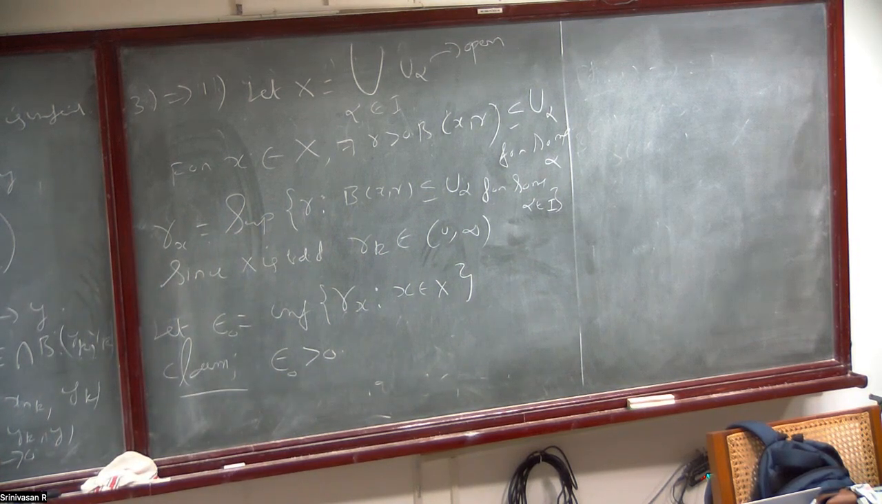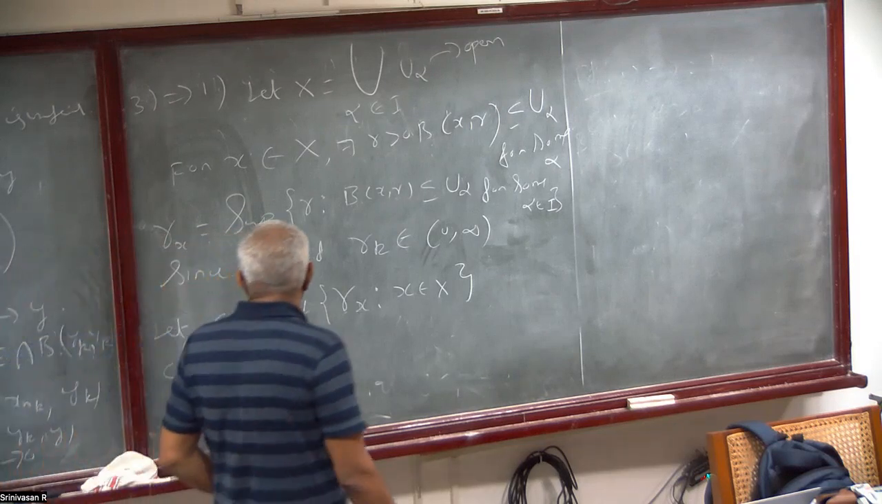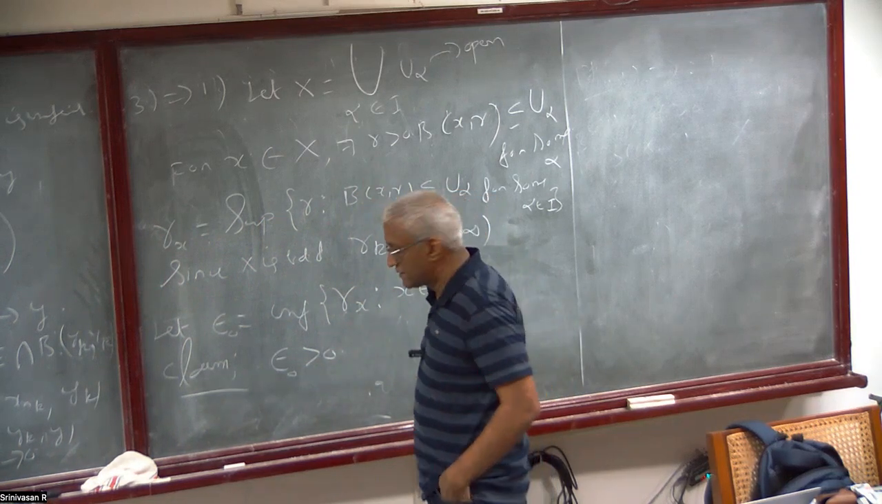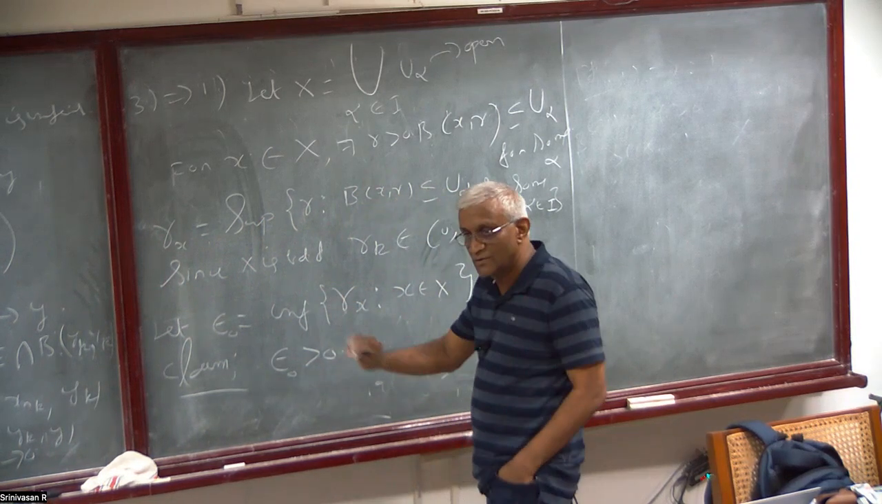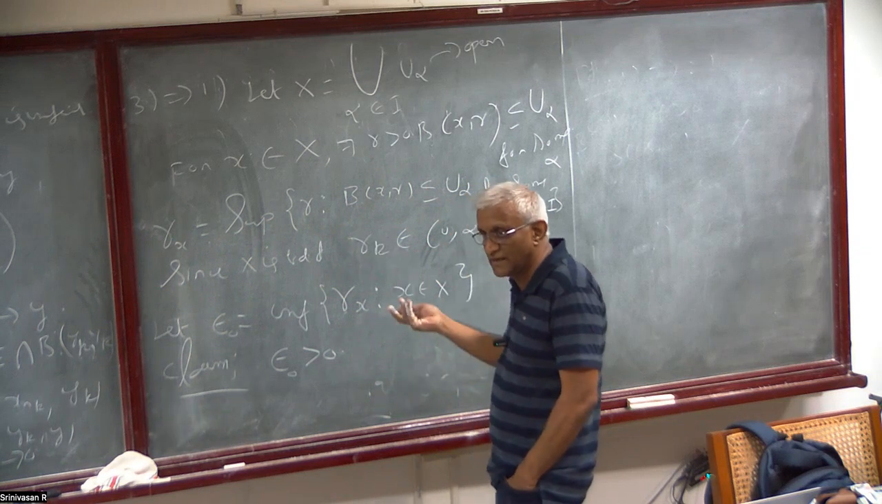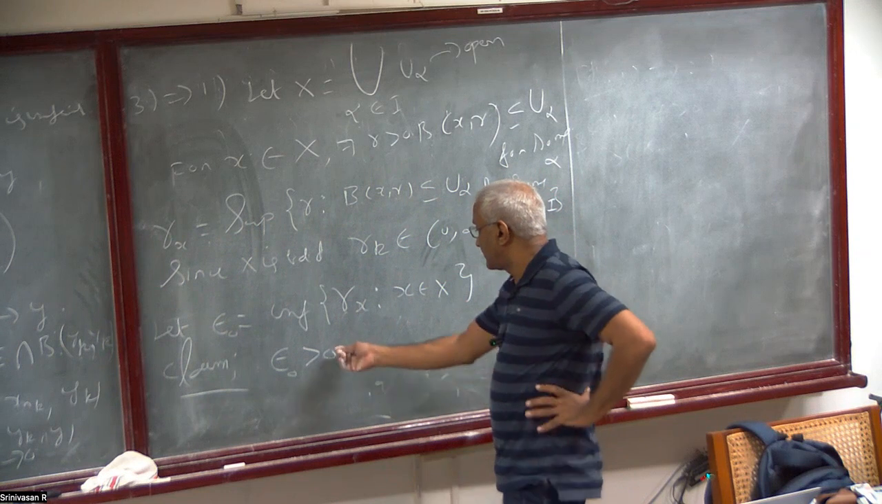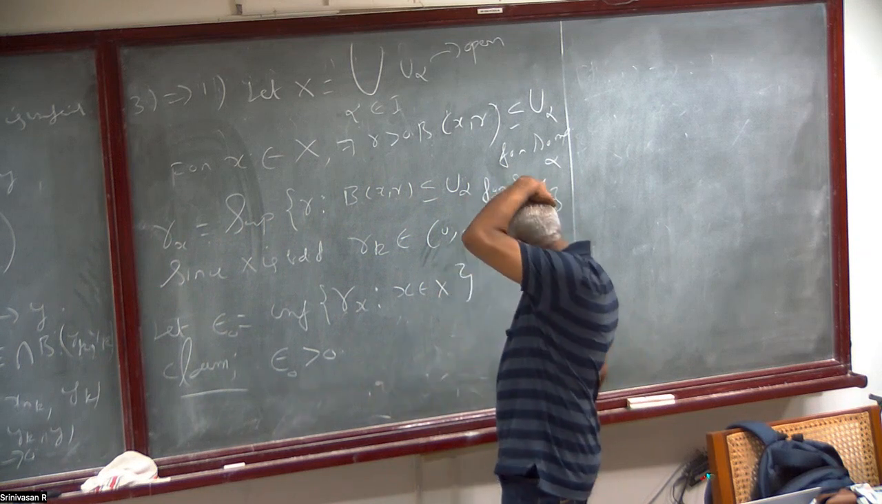So we have an Rx for each x. We took the supremum of that for each x and called it Rx. Now we are taking the infimum over the whole set. This is what is called the Lebesgue number of the cover. I'm not using the definition because I will not be using it anymore. So we have an epsilon naught.